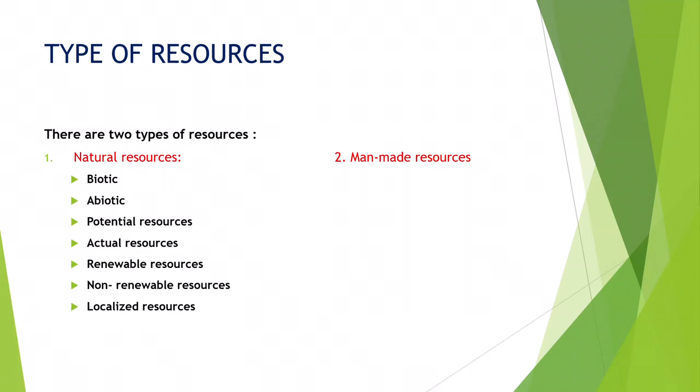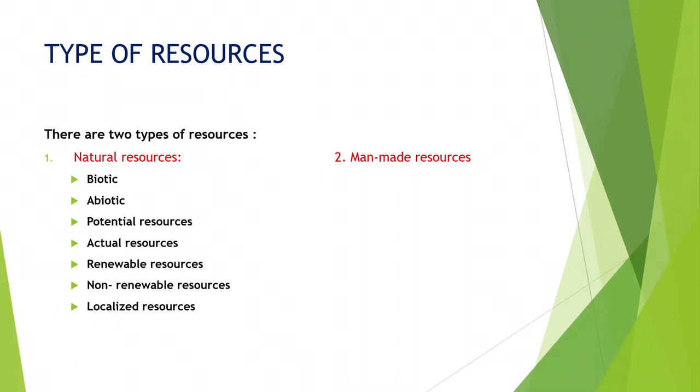Next is potential resources. Those resources whose total available quantity is not known at present are called potential resources. These resources are not used at present but can be used in the future. Next is actual resources. Those resources whose total quantity and quality are at present known are called actual or developed resources.